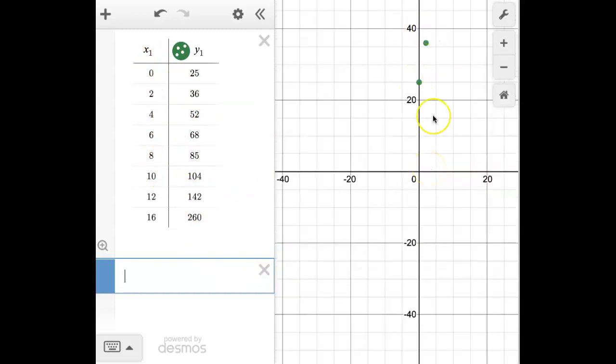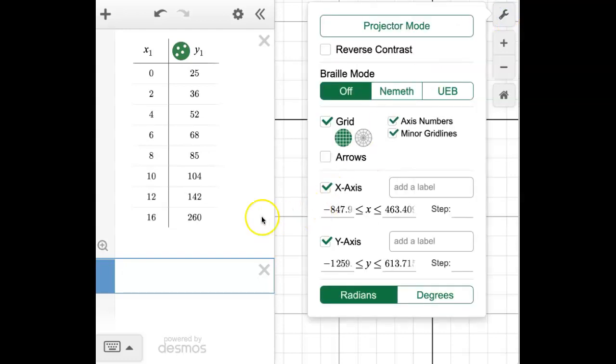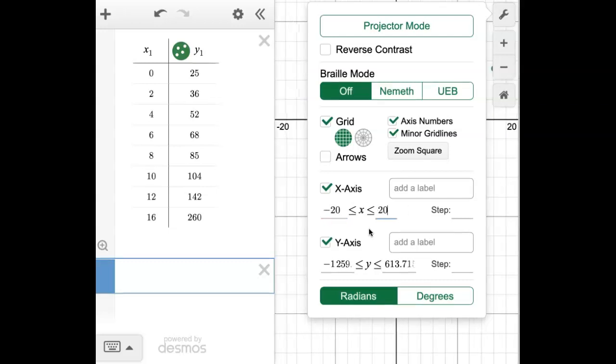And here you can see the points. If I keep zooming out, DESMOS will show me all the points. However, it doesn't really show me them looking very exponential. So what I want to do is go to this little wrench here and adjust my axes. The x-axis goes from 0 to 16. If I go into the wrench, you can see the x-axis here. I really only want the x-axis to show me from negative 20 to positive 20, so I'm asking it to show me the graph from negative 20 to 20.